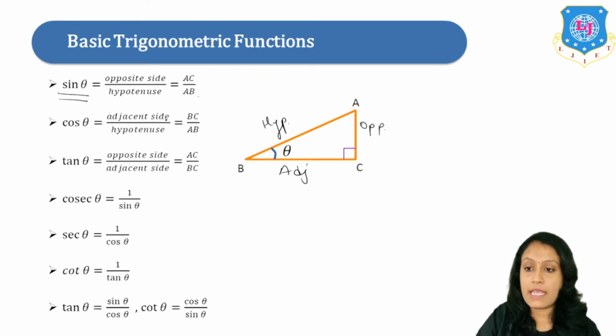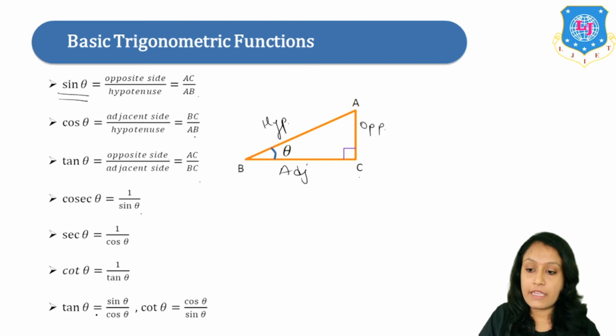Cos theta is adjacent side upon hypotenuse. Adjacent is BC and hypotenuse is again AB. So it is BC upon AB. Tan theta is opposite side upon adjacent side, therefore AC upon BC. Next, cosec theta is what? 1 upon sin theta. Sec theta is 1 upon cos theta. Cot theta is 1 upon tan theta.